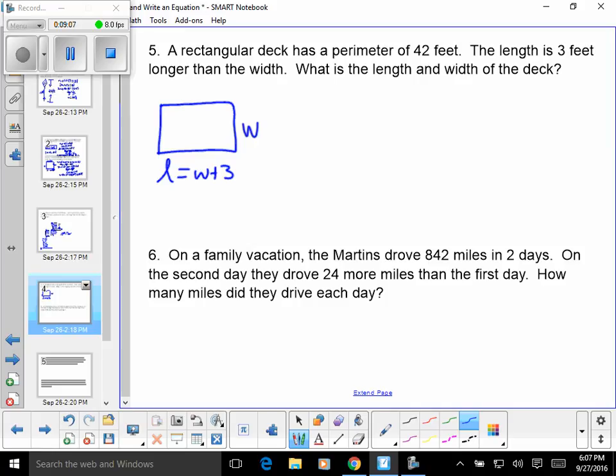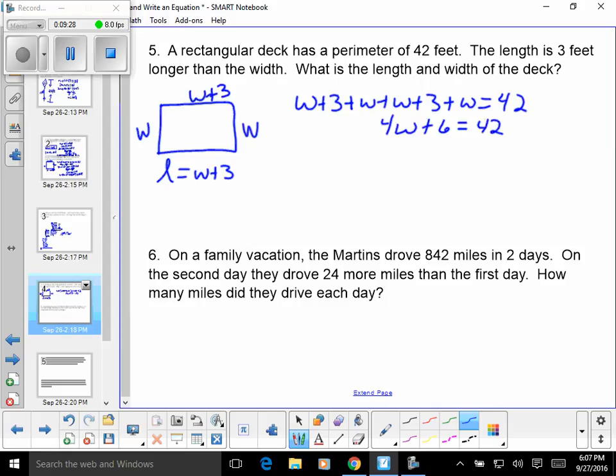And again, I want the perimeter. So I want the whole distance around the rectangle. So W plus 3 plus W plus W plus 3 plus W is going to equal 42. Simplifying, 4W plus 6 equals 42. Subtract 6 from both sides: 4W equals 42 minus 6, which is 36. Divide both sides by 4, and W will equal 9 feet.